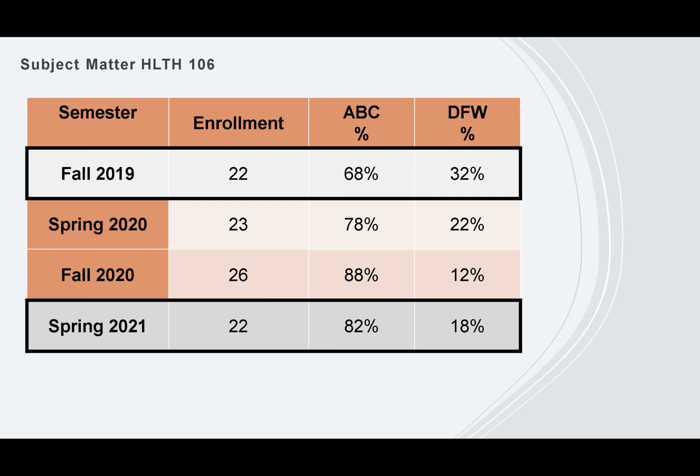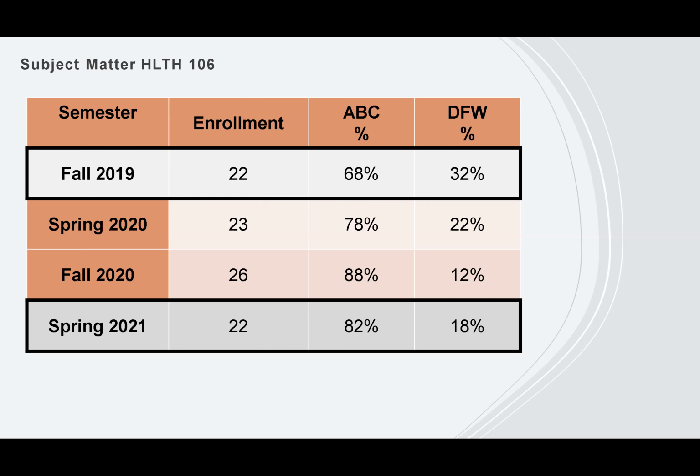Now, here's spring 2021, and the course was only offered online. So of those students, we can make the assumption that a certain number of them probably would have taken the course face-to-face. And it's still good results. When I look at it compared to fall 2019, it's better. It's 82% ABC and 18% DFW. So, I'm pleased with this.